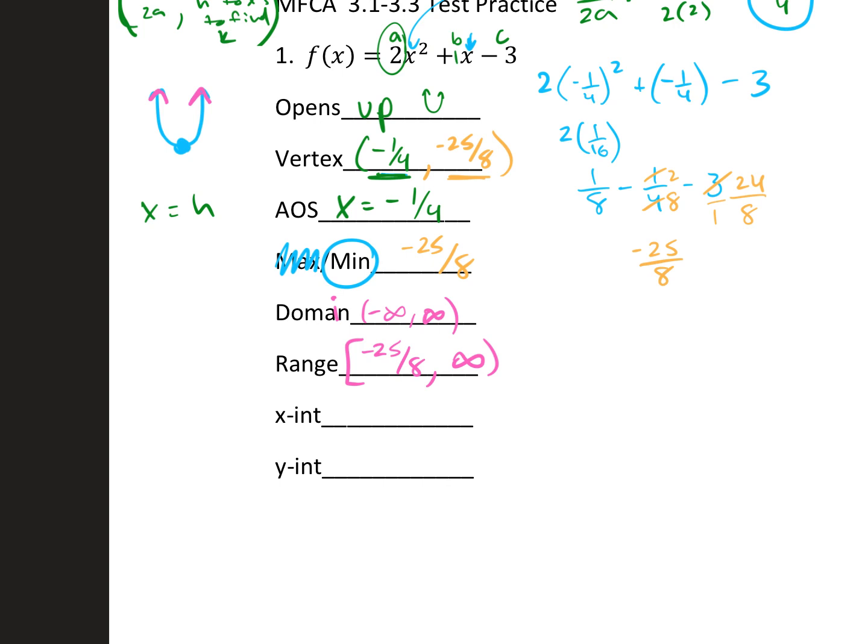All right, now for our x-intercept, we plug in 0 for y. For our y-intercept, we plug in 0 for x. So let's find our x-intercept first. So we're going to plug in 0 to the y. So 0 is equal to 2 times x squared plus x minus 3.